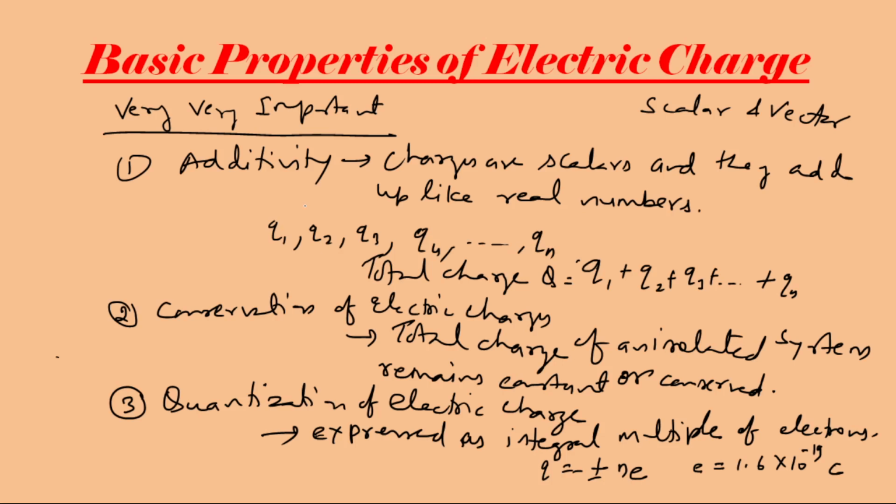Third property is quantization of electric charge. It means that electric charge cannot be in fraction. It is always expressed as an integral multiple of the electron charge. That is why the formula for Q is plus minus Ne, where N is an integer.